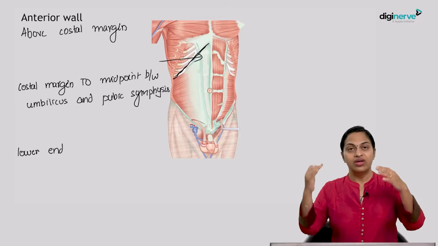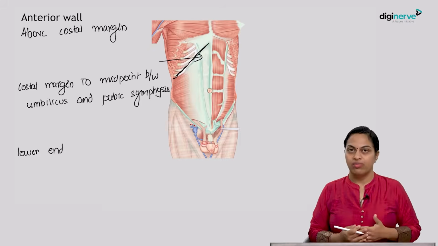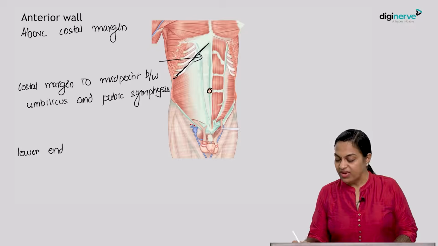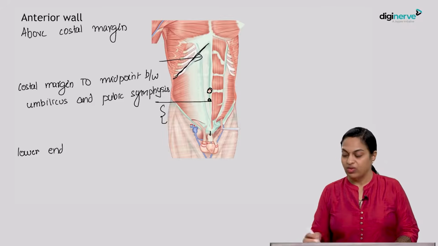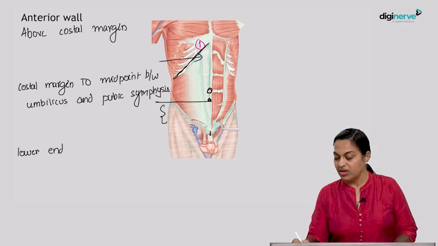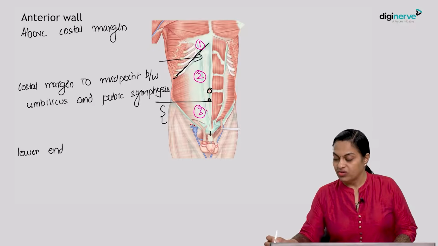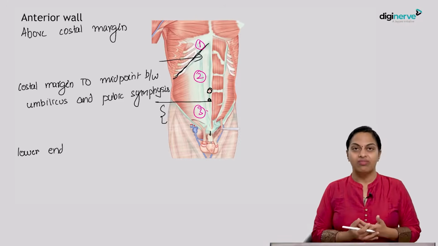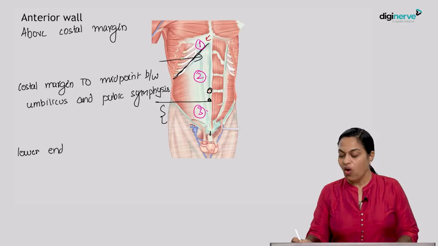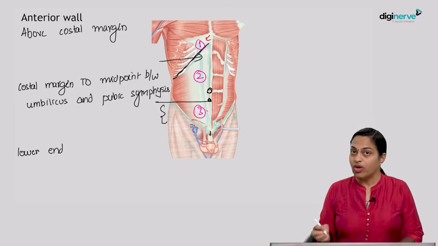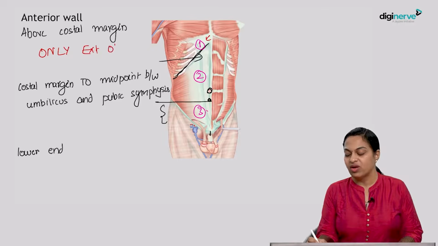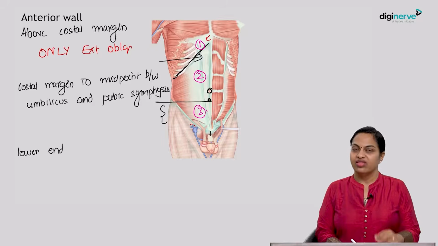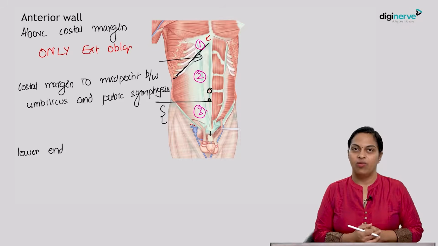Okay. So we are going to learn it in three segments. Above the costal margin, and then this is the umbilicus, this is pubic symphysis. A point midway between the umbilicus and pubic symphysis, and then the area below that. Okay, so 1, 2, and 3. So above the costal margin, the anterior wall of the rectus sheath is going to be contributed by only the aponeurosis of external oblique muscle. It is just the aponeurosis of external oblique.